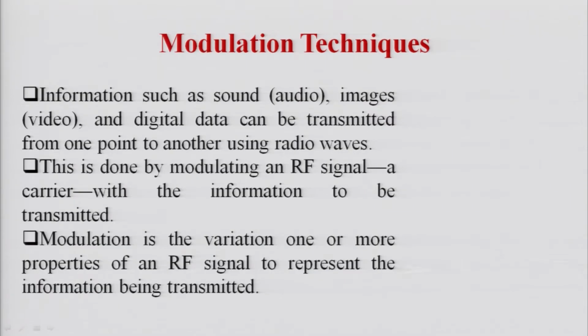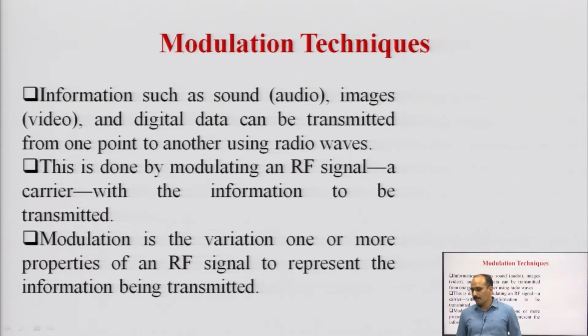So, when we are talking about the modulation techniques, information such as sound, images, digital data can be transmitted from one point to another using radio waves. That is done by the modulation of an RF signal with a carrier with the information to be transmitted, and the modulation is basically a variation of one or more properties of an RF signal to represent the information being transmitted.